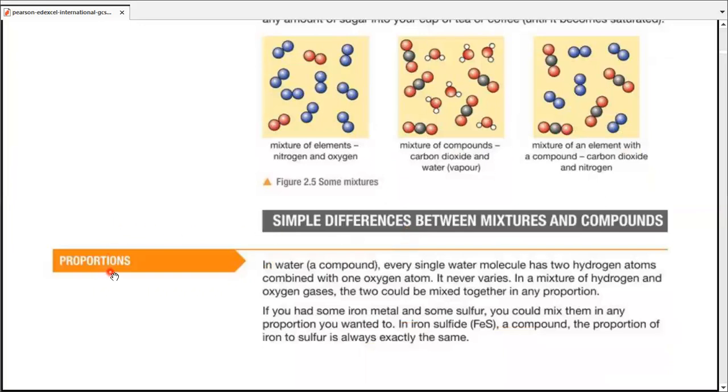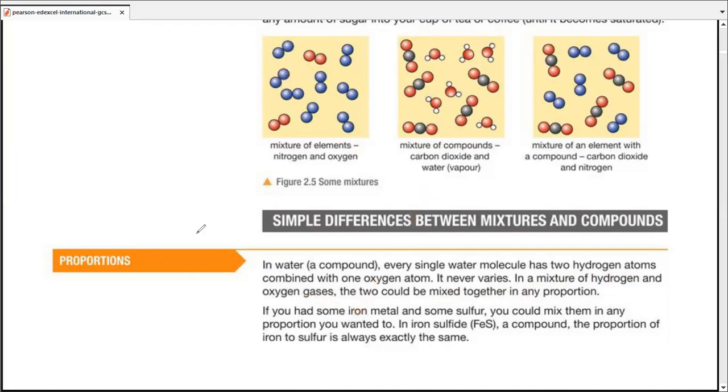Now, the first difference that we can talk about is proportions. In water, which is a compound, every single water molecule has two hydrogen atoms combined with one oxygen atom, and it never varies. I've already explained this part. Now, a mixture of hydrogen and oxygen gases is going to be different from water.